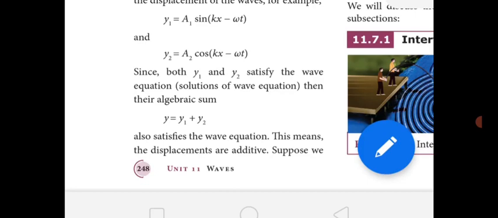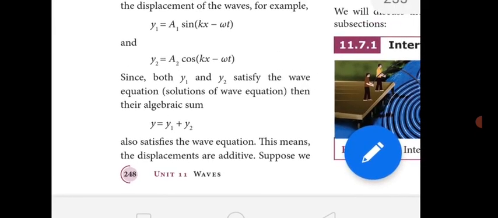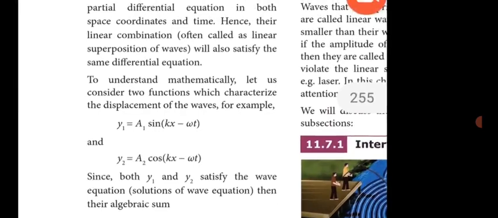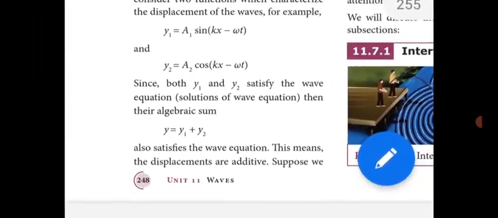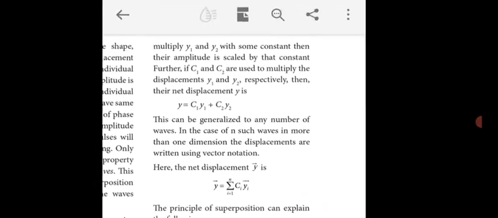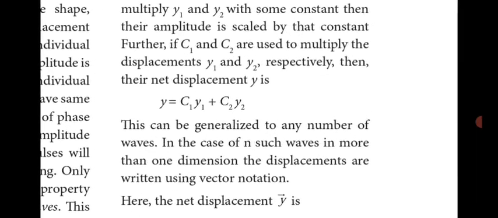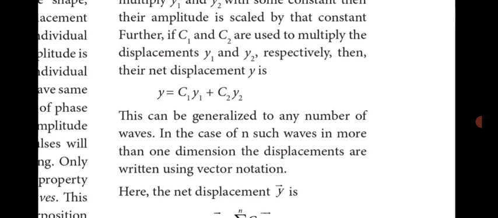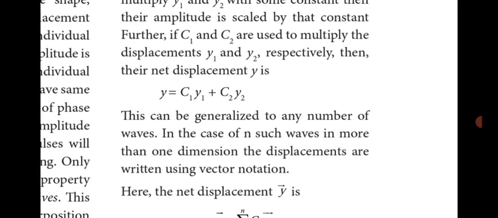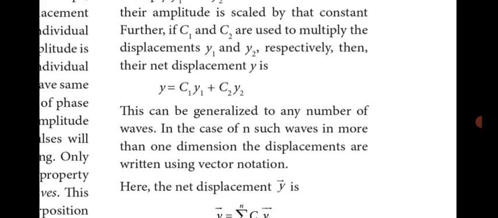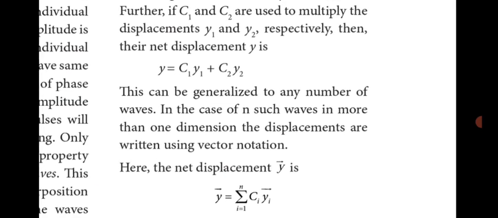This also satisfies the wave equation. This means the displacements are additive. Okay, the displacements are additive. And if we multiply y1 and y2 with some constants, then their amplitudes will be scaled by those constants. That means if c1 and c2 multiply the displacements y1 and y2, then the net displacement is y = c1 y1 + c2 y2. This can be generalized to any number of waves.